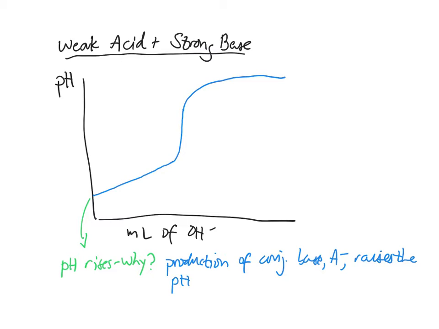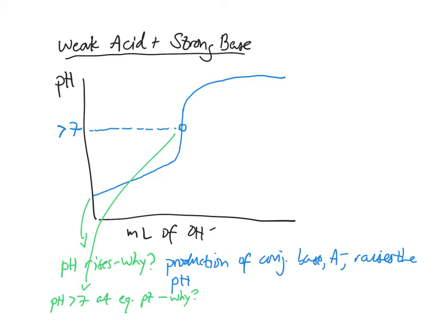The other interesting point here is that this inflection point, again, in this case, will occur above 7. So it's higher than 7 in all cases here with a weak acid and a strong base, and we might want to know why that is. So, pH above 7 at the equivalence point.